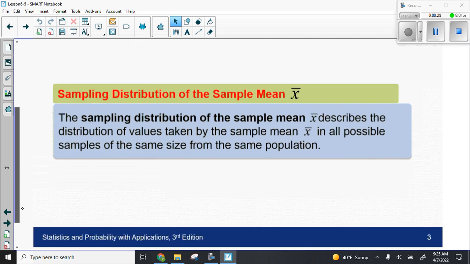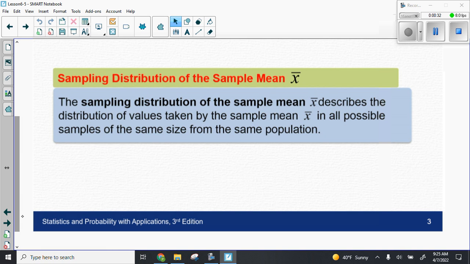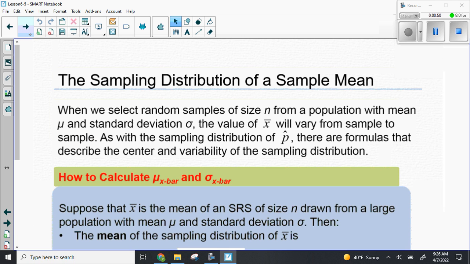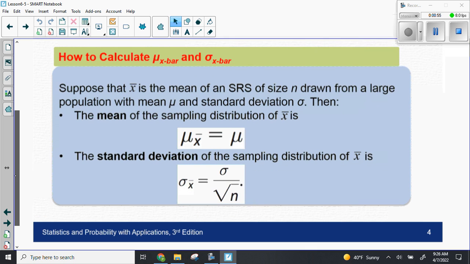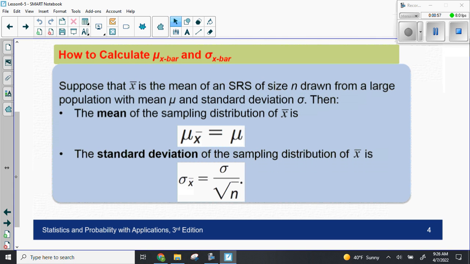We would need to know the sampling distribution of the sample mean x bar. It tells us all of the possible means if we were to take samples of the same size from a population. That is the sampling distribution of our sample mean x bar. We can also calculate the mean and the standard deviation of the sampling distribution of the sample mean. And this is how it's going to look.